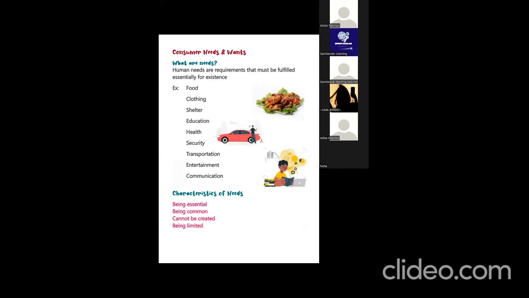Okay. So did you all understand what are needs? You can put in the chat or else unmute, no problem. Yes.